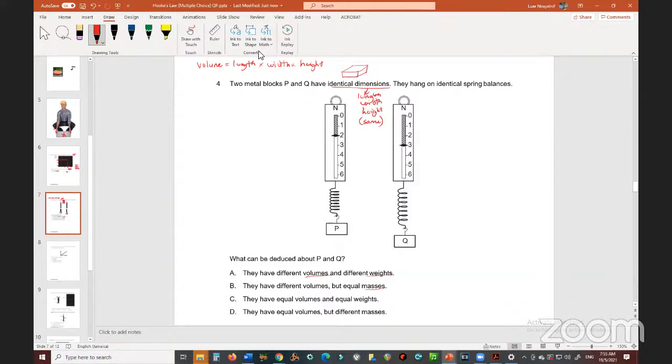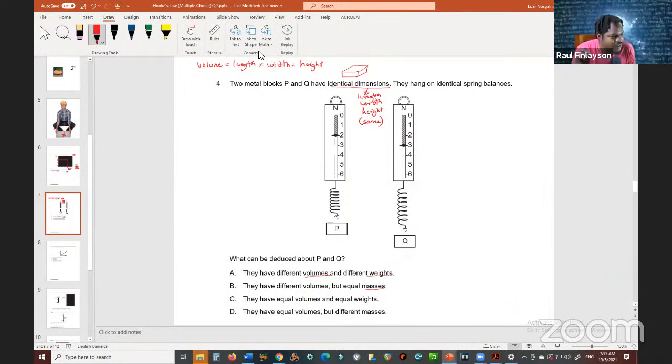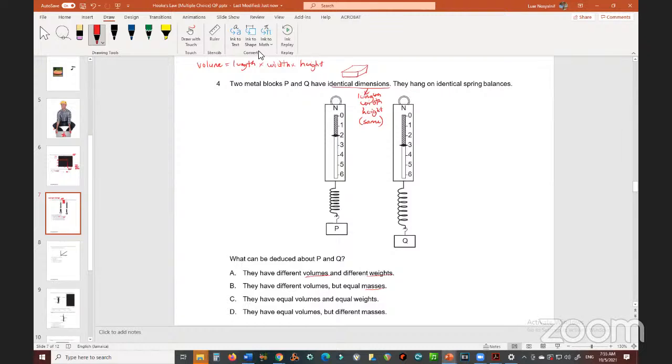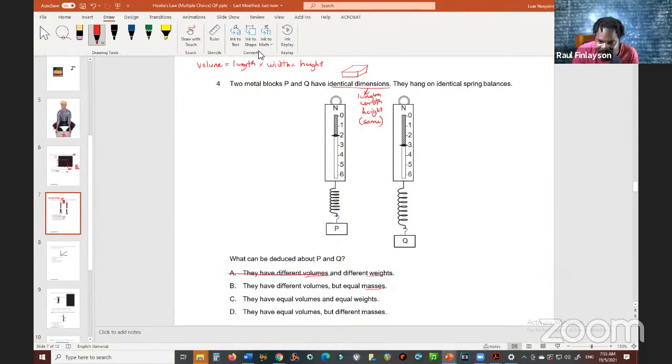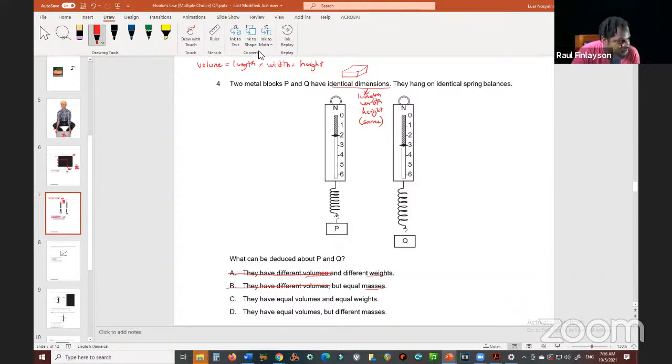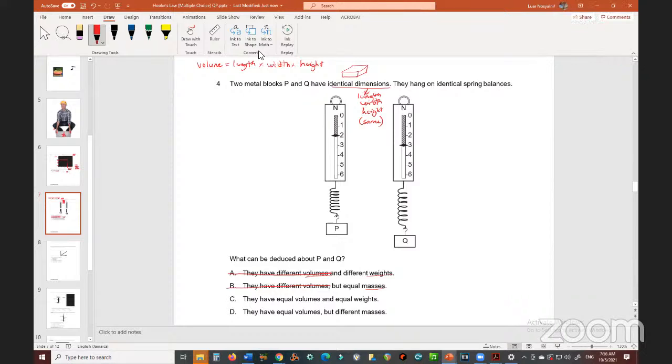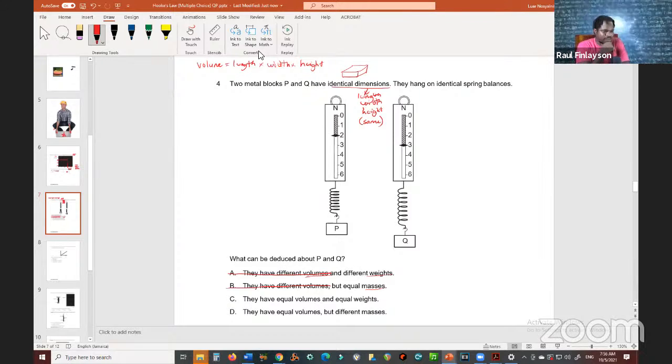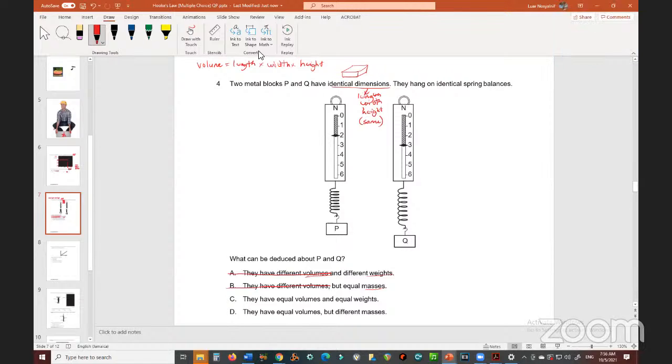So if the volumes of them are the same, I can eliminate A and I can eliminate B. Do you see that? Yes, sir. All right, so it's between C and D. Which one would you choose? C. D.